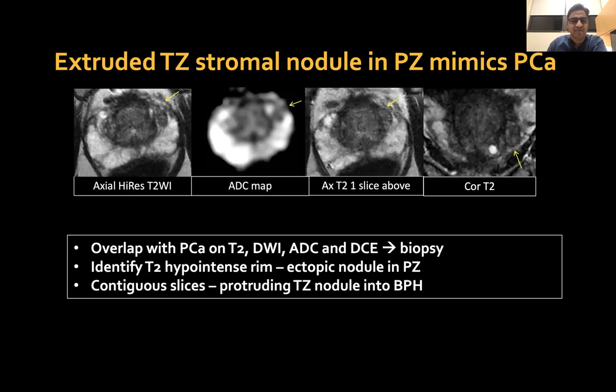And so extruded BPH nodules, ectopic BPH nodules, can be confounding for prostate cancer on both T2 and DWI imaging. And sometimes they may end up getting biopsies. But if you do identify a T2 hypointense rim and you're pretty confident, you can certainly raise that question and categorize it as a PI-RADS 2 with respect to the diffusion restriction. And sometimes if it's an extruded one, contiguous analysis would be helpful.